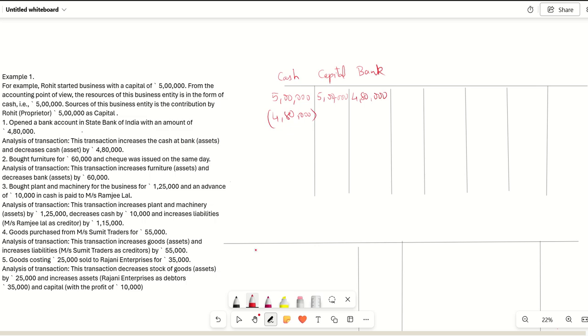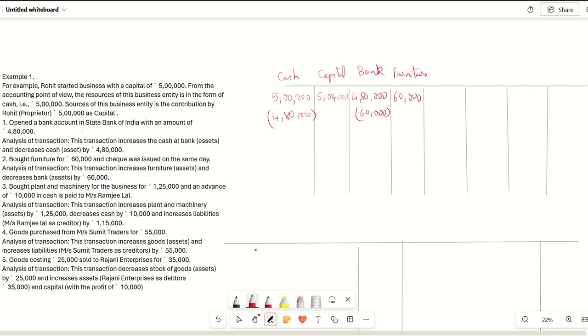4,80,000. Then he bought furniture for 60,000 and a check was issued on the same day. So he bought furniture, so furniture account. He's made a check payment, which means he has paid from the bank, right? So the bank balance will reduce by 60,000 and furniture worth 60,000 will come into the business, right?